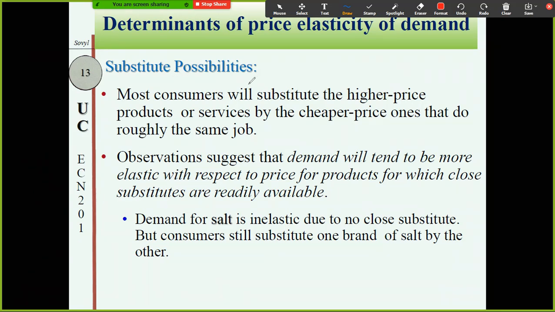Substitute possibilities. Most consumers, most buyers, will substitute high-priced products or services with cheaper ones that do roughly the same job. What is the same job, or the same function? That means when we use these products, they offer us the same utility. That's why I can say the same job.